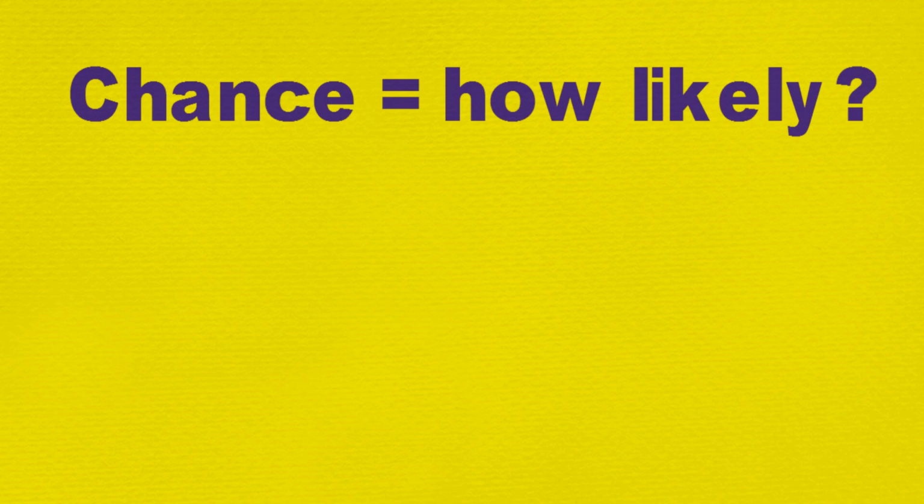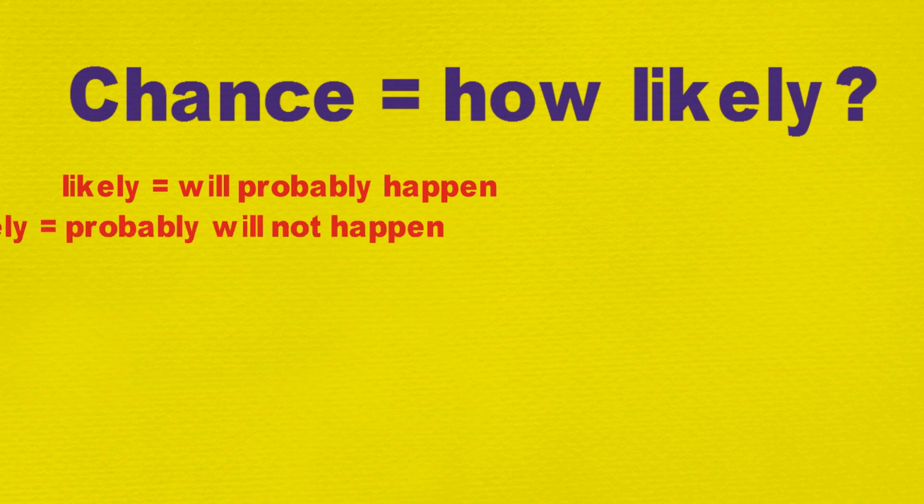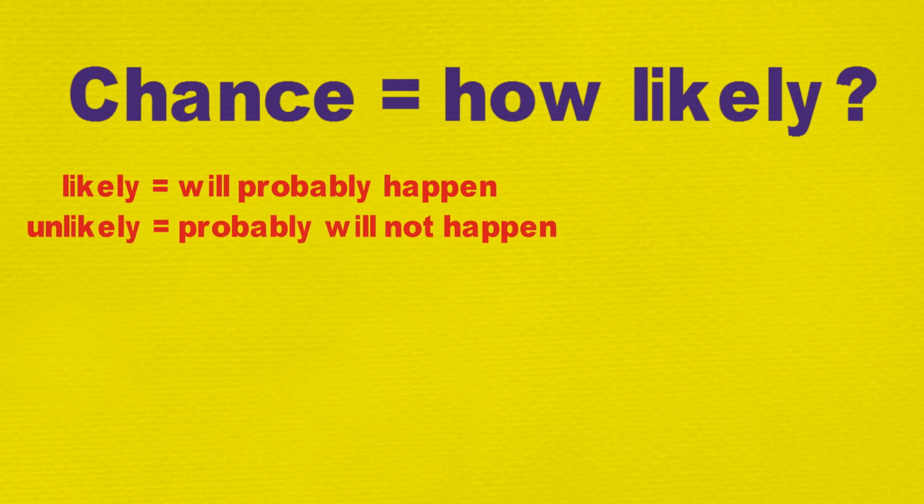If an event is likely, it means it will probably happen. If an event is unlikely, it means it will probably not happen. For example, she continued, it is quite sunny and cloudless outside, so what is the chance that it will rain this afternoon? That's right. If there are no clouds, it will probably not rain, so it is unlikely.